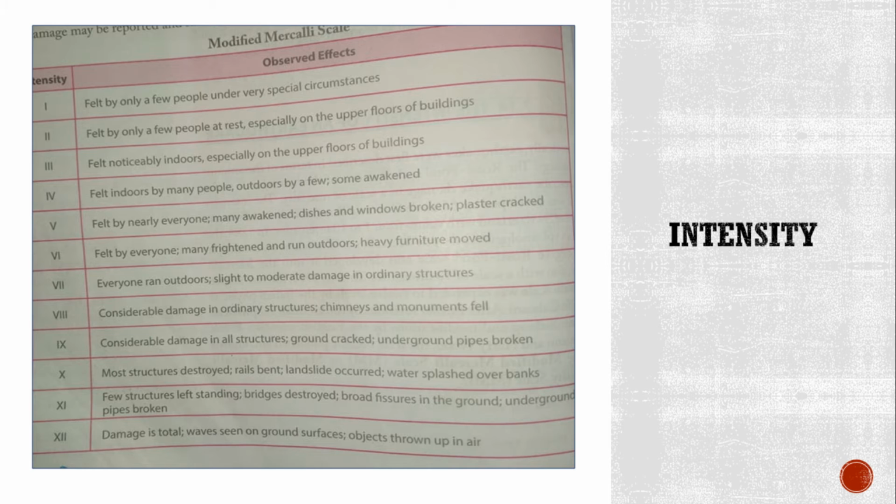For example, we have intensity 1. This earthquake is felt by only a few people under very special circumstances. And let's say intensity 5, felt by nearly everyone, many awakened. If you are asleep and because of earthquake, bigla kang nagising. Diba? Dishes and windows broken. Plaster has been cracked. The last intensity is we have the intensity 12. Damage is total. Yung grabe na talaga. And waves seen on ground surfaces. Objects thrown up in air. Nangalagpot na inyong mga kagamitan.